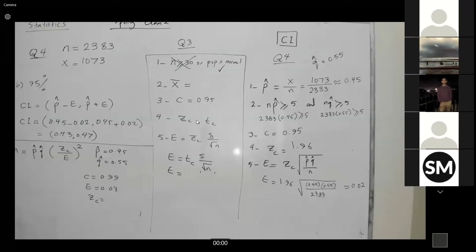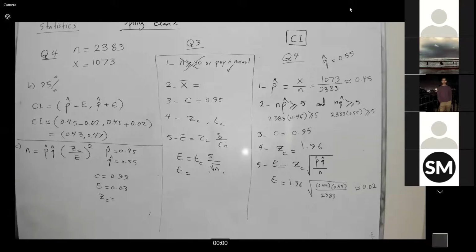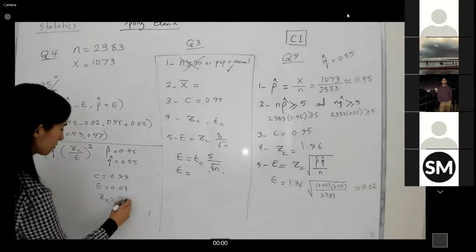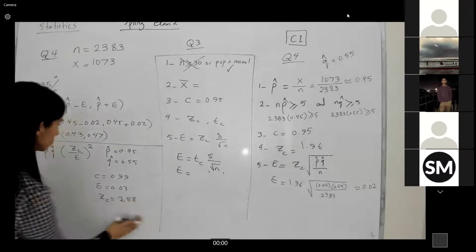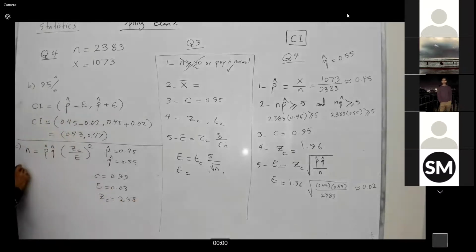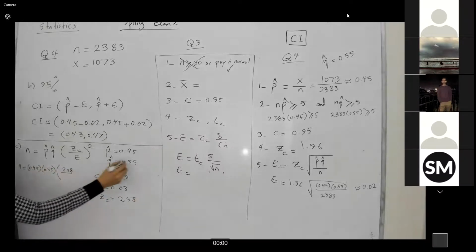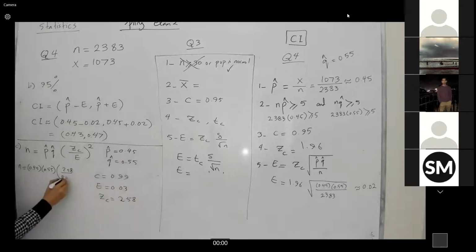I have a question. Go ahead. Do we have to write 2.58? Well, we have all of these. Let's plug them in. P hat 45%, Q hat 55%, ZC 2.58, divided by margin of error, which is given to us as 3%, raised to the second power.